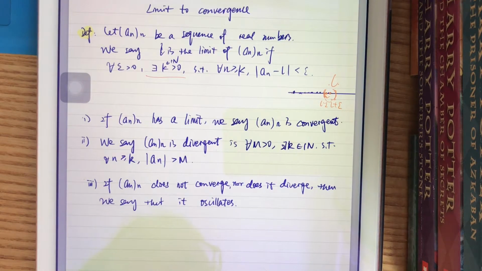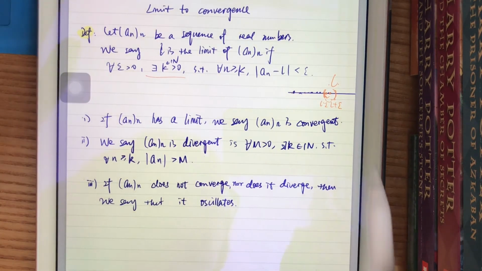Other than convergent, we have divergent. We say a_n is divergent if for any M larger than 0 there exists k in the positive integers, such that for any n larger than k, the value of a_n will be larger than M. So whatever M you choose, there must be terms in that sequence that are larger than M, namely those after the k-th term.